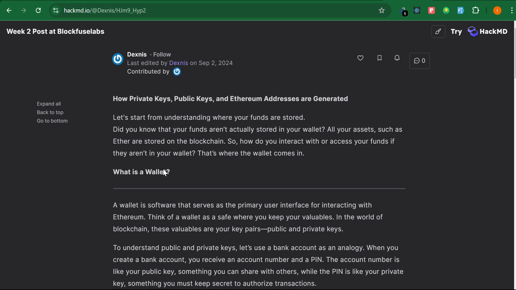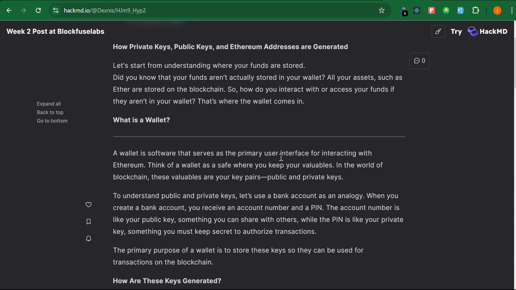So let's go to what a wallet is. A wallet is software that serves as a primary user interface for interacting with Ethereum. Think of a wallet as a safe where you keep your valuables. Exactly. Just think of a wallet as a safe where you keep your things, let's say your documents and stuff. In the world of blockchain, these valuables are your key pairs, which are your public and private keys. So your wallet just helps you house your public and private keys, which are then used for transactions, or for what? For communicating with the Ethereum blockchain, which is where your funds are actually stored.